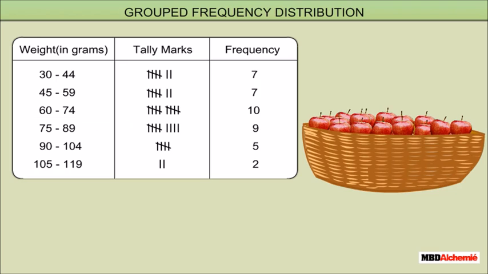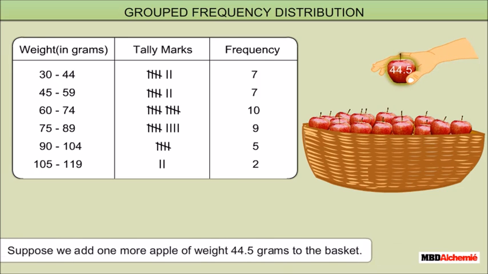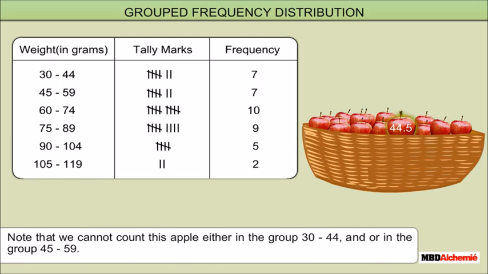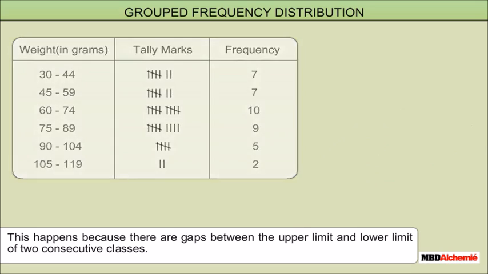Grouped frequency distribution. In the animation on grouped frequency distribution, we had tabulated the following data of 40 apples picked at random from a basket. Suppose we add one more apple of weight 44.5 grams to the basket. Note that we cannot count this apple either in the group 30 to 44 or in the group 45 to 59. This happens because there are gaps between the upper limit and lower limit of 2 consecutive classes.